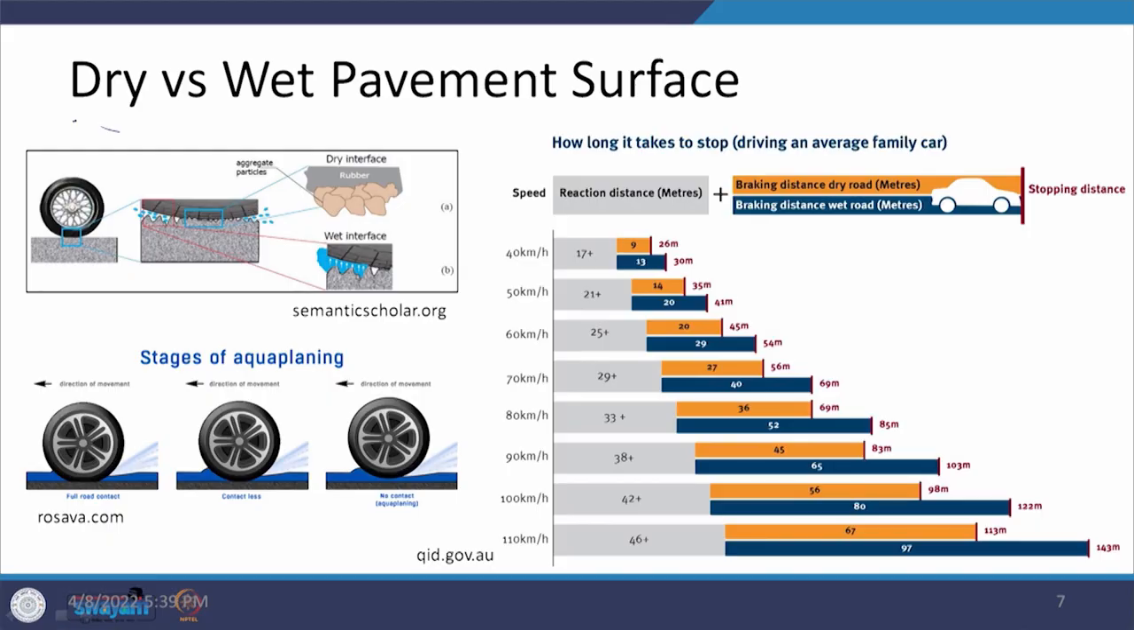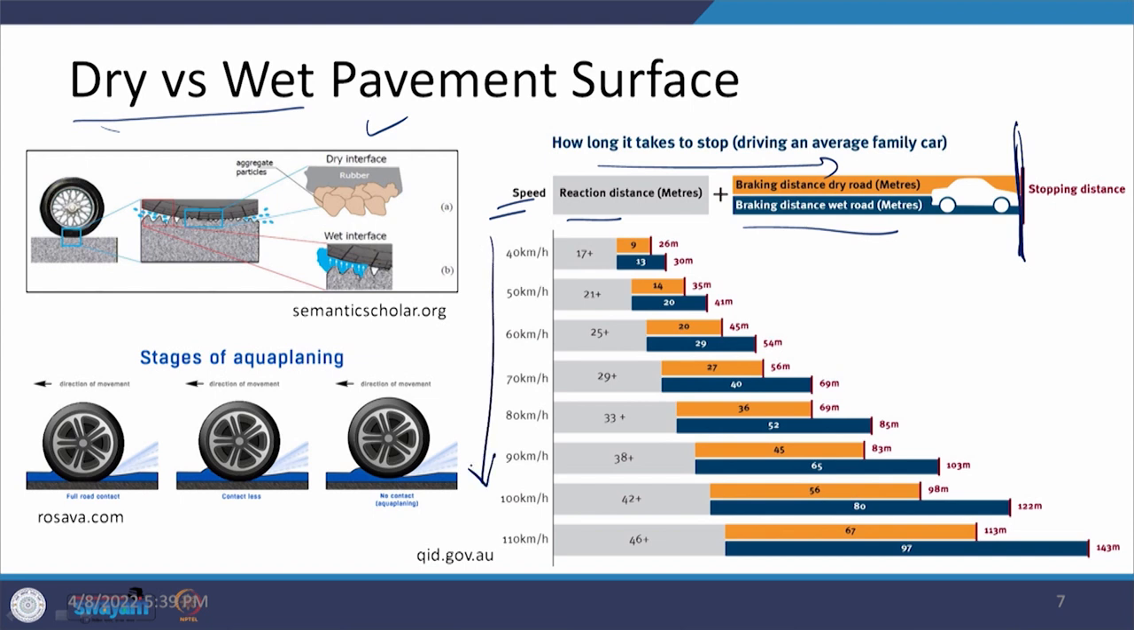Now here we are talking about the dry and wet pavement surface. Before I talk about the diagrams on the left hand side, let us see what is happening in these graphs, where the reaction distance and the braking distance are shown for a particular speed. Our assumption should be that whatever the condition, the vehicle should stop at the same point, but that is not the case. As the speed increases from 40 kilometers per hour to 100 or 110 kilometers per hour, the reaction distance as well as the braking distance are increasing. So we find that all these values are increasing in this direction.